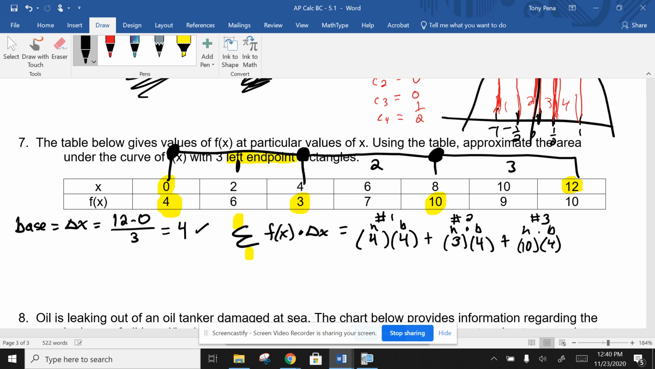So the nice thing is tables is where we use this a lot, and tables are the easiest ones. It's quick, it's simple. So we should have 16, 12, and 40. So what is that? 68. All right.